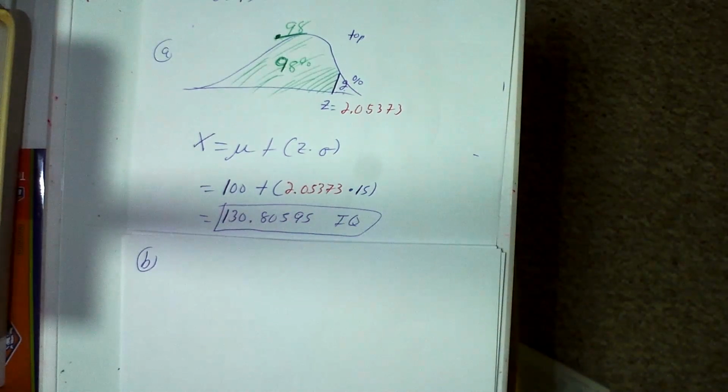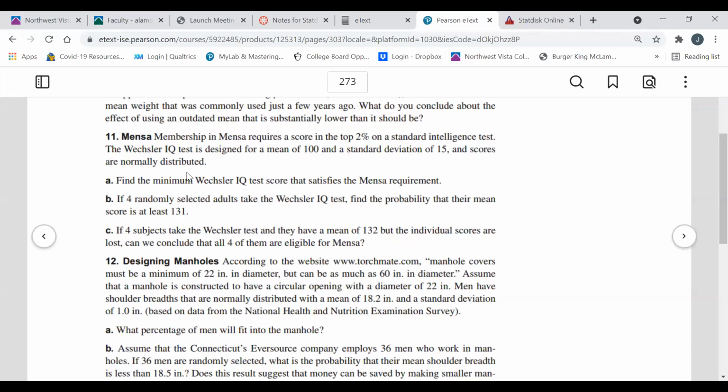So there's part A. All right, now part B. What is part B? Where is part B? There it is. If 4 randomly selected adults take the regular IQ test, find the probability that their mean score is at least 131. Ooh. Do you see how many samples are being conducted in letter B? There's 4. So let me write down my mean. My mean was 100. Standard deviation is 15, right? And number of samples is 4.